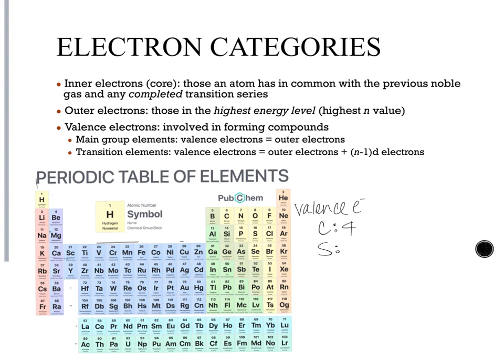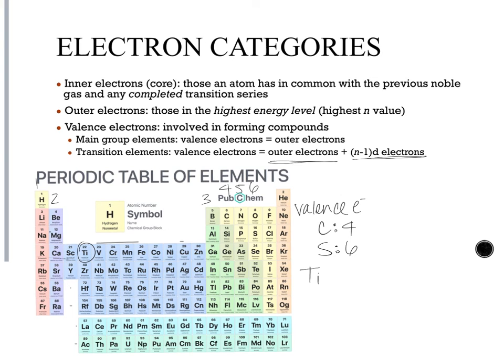Again, this is group 1, 2, 3, 4, 5, 6. So sulfur has 6 valence electrons. Really simple for main group. For transition elements, it's an additional step. So it's not only the number of outer electrons, but it's also those that are in the corresponding D sublevel. So let's look at titanium.